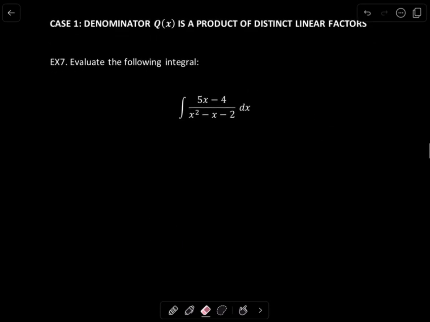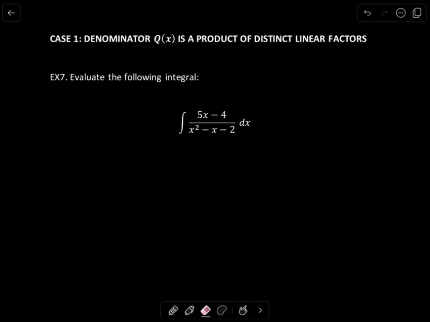Okay, so let's take a look at example 7. All right, so take a look at what we have to integrate. Firstly, we need to identify that it is a rational function. It's a polynomial divided by another polynomial. The next thing to note, the degree of the numerator is 1, the degree of the denominator is 2. So 1 is less than 2, right? So it is a proper rational function.